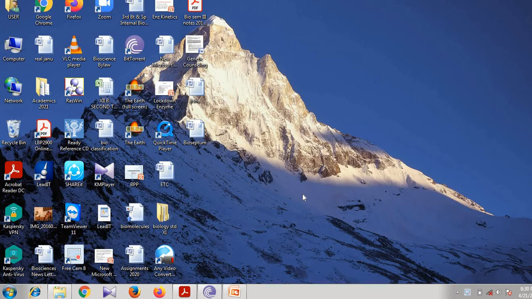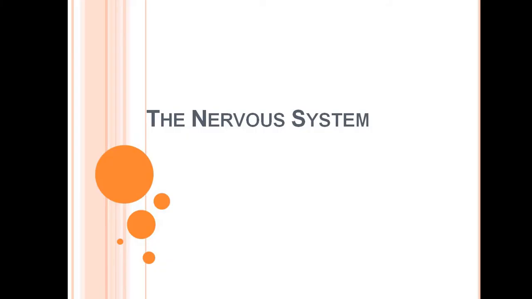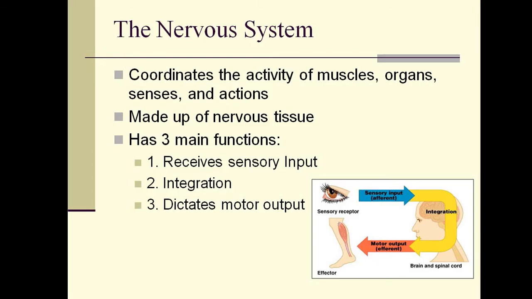Today I'll just take a small topic on the nervous system and neurons. As a prerequisite to studying neurotransmitters, I would like to give you a small introduction about the nervous system. So what does the nervous system do? This is basically something that we have done in our plus two. The nervous system coordinates the activities of muscles, organs, senses, and action.